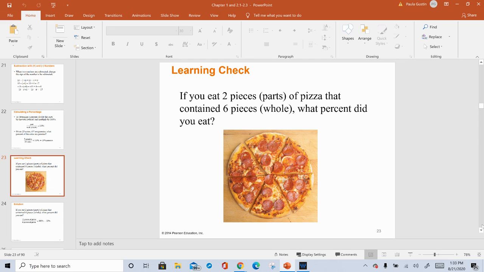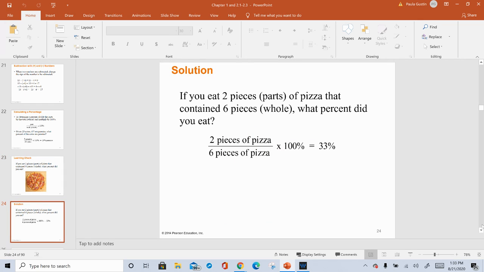Okay, let's say you're eating 2 pieces of pizza out of 6 pieces. What percent did you eat? So that would be 2 out of 6, 2 divided by 6 times 100. So that would be 33% of the pizza.